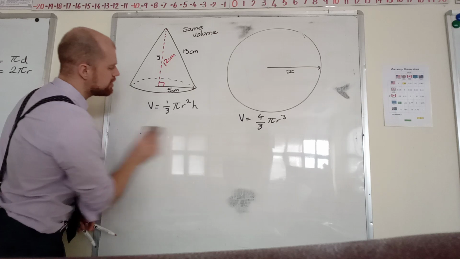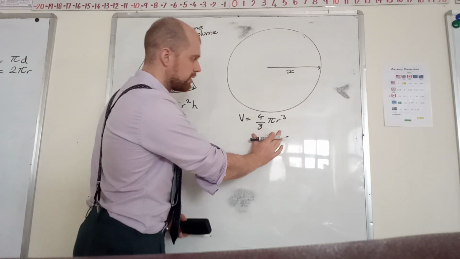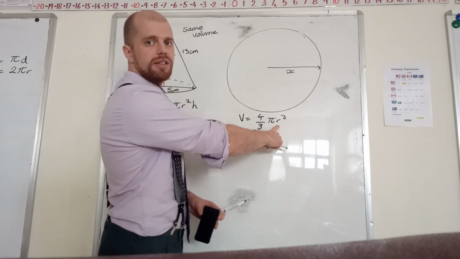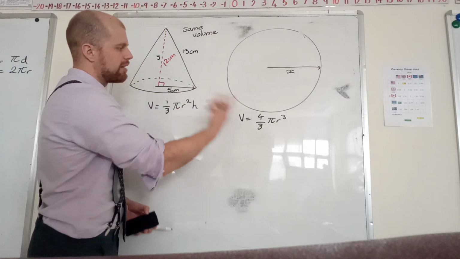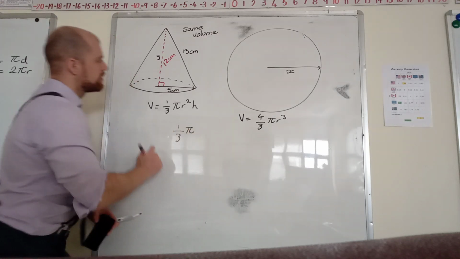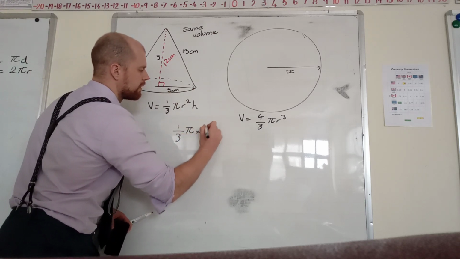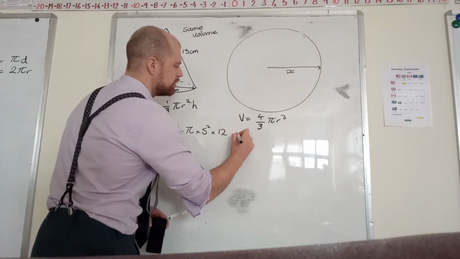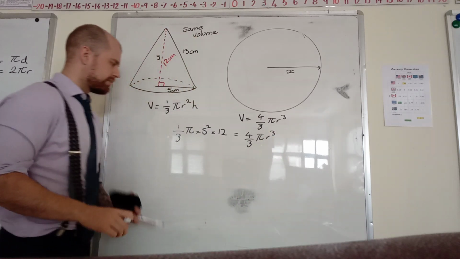Now, because the volumes are the same, I can just make this equal this. You have to be slightly careful because these radii are not necessarily the same. So don't write r twice, write r1, r2, or write a and b, whatever. I'm going to write just the value in straight away. So the value of this radius is 5, and we know the height is 12. And that will equal 4 over 3 pi r cubed.